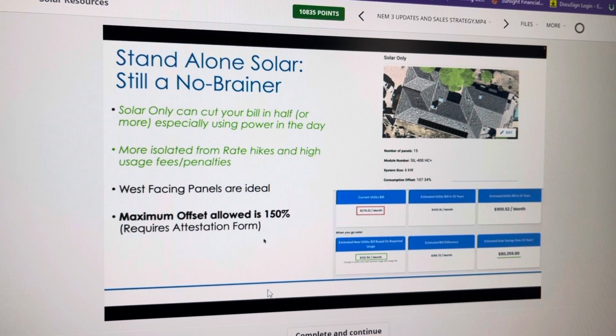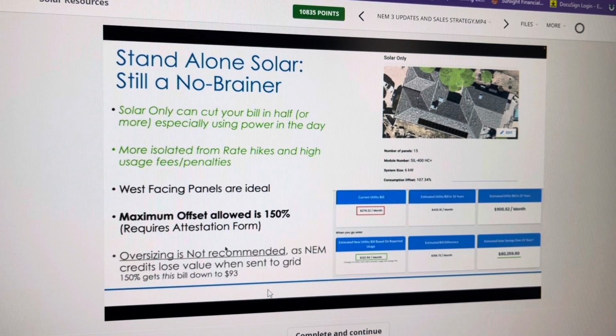New regulation here. Maximum offset, we can size the system as 150% of their historical usage. And when they go over 100%, they still need to sign an attestation form saying they're going to be using a little bit more power going forward. We already have this form built into our contract packets. We cannot go over 150. And frankly, it's not terribly advisable to go much over 100%.